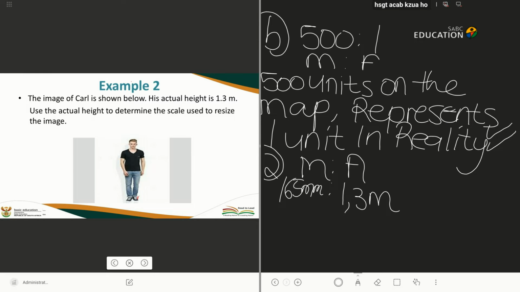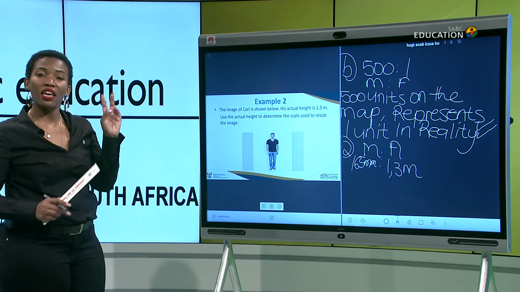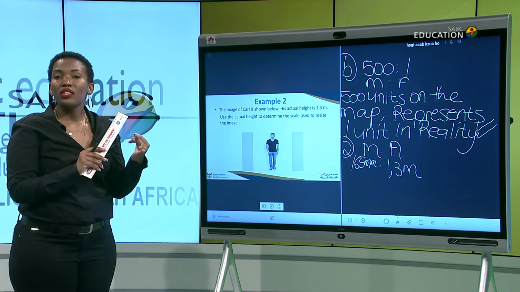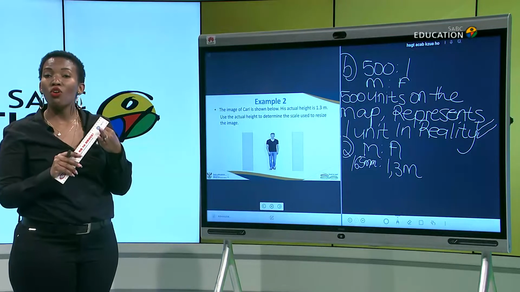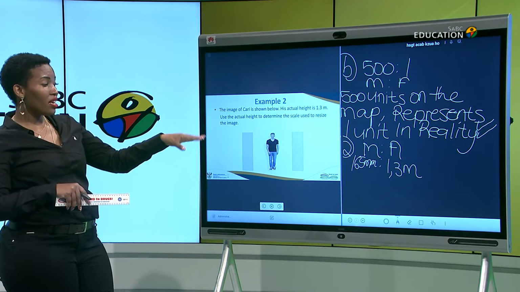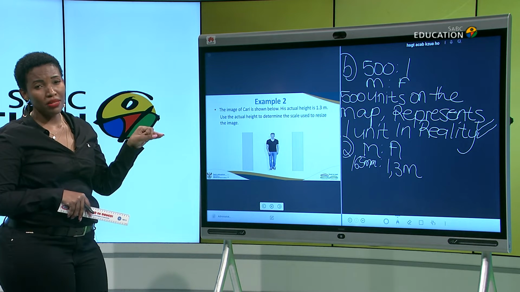Guys, look at this. This is a ratio scale. This is a number scale. And there are 2 principles of a number scale. One is that units must always be the same. And then secondly, the scale must always be in its simplest form. So now we have our scale there. Our units are not the same, and then our scale is not in its simplest form.